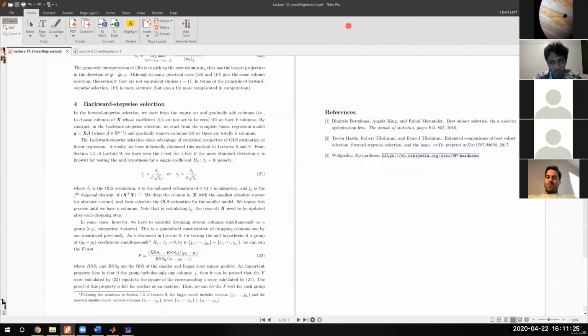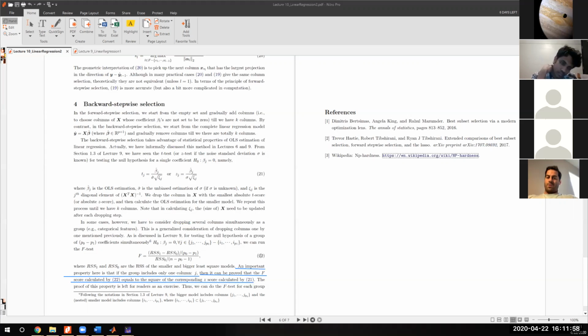Suppose in your F group... where is it? Let me see. Here we go. An important property here is that if the group includes only one column j, so we're talking about groups, right? But what if I just have one column j? Theoretically, this F test should give you the same result as this t-test or z-test, right? And the truth is yes. Then it can be proved that the F score equals the square of the z-score. This is z, not t, okay, z.